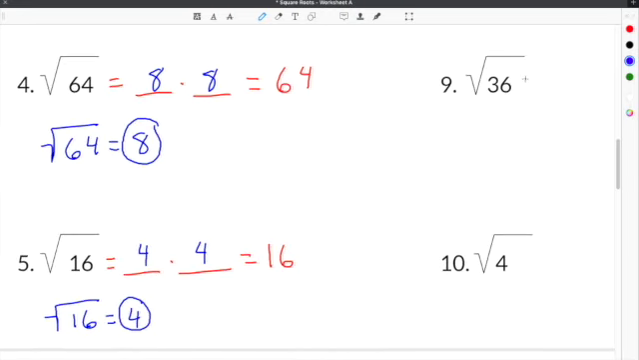The last two examples of how to simplify square roots we're going to show you are number 9 and number 10. Number 9 says find the square root of 36. Well, the square root of 36 is going to be 6 because 6 times 6 is 36. Number 10 says find the square root of 4. The square root of 4 has to be 2 because 2 times 2 is 4.